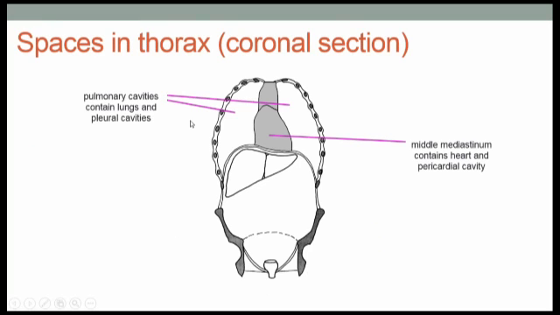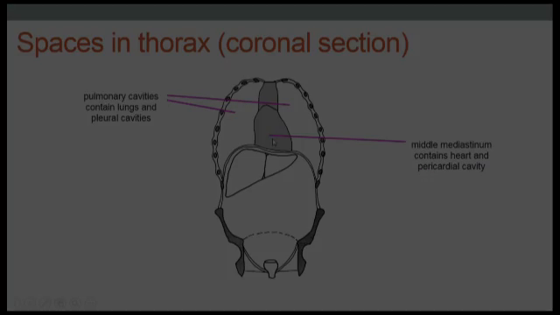So what we in fact have now up in the thorax is that the pulmonary cavity, the open space, contains both the lung and the pleural cavities, and the middle mediastinum contains the heart and the pericardial cavity.